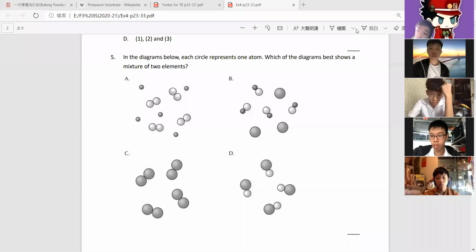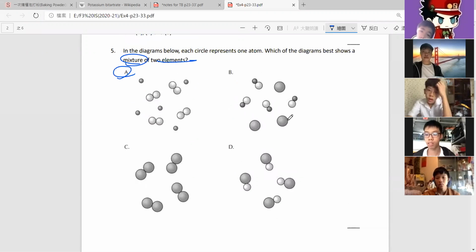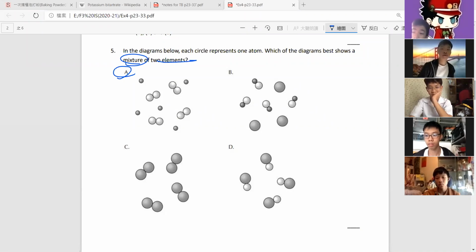Yeah, A is the answer. Mixture of 2 elements. The answer is A. How about B, C, and D? What are they? The best way is to get to know what B, C, and D are. You have to tell me what that is. Who else? 23. Who is 23? Lan Pak. Tell me, B, what is that? Compound.